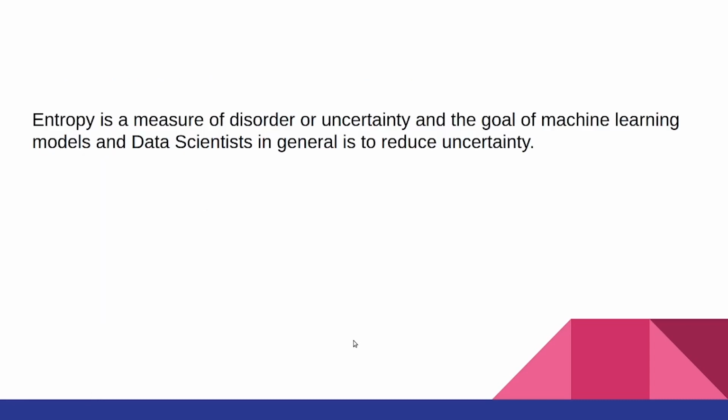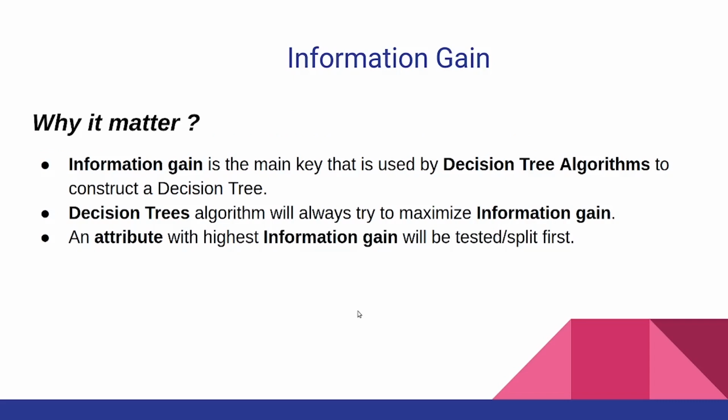Entropy is a measure of the disorder or uncertainty, and the goal of machine learning models and data scientists in general is to reduce uncertainty. So we want to reduce the entropy.